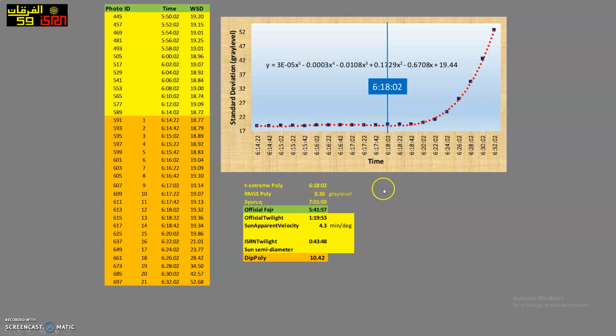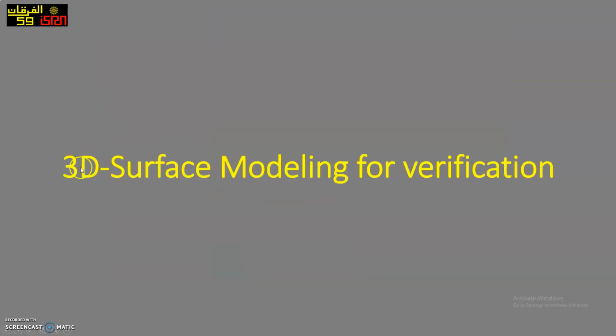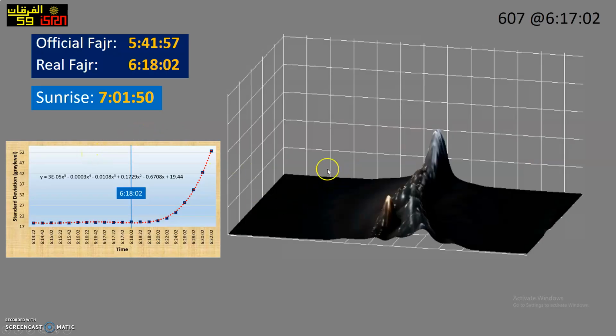However, one might raise an inquiry as to how we can verify the presence of the real fajr at 6 hours, 18 minutes, and 2 seconds. It is one way of ascertaining it using the 3D surface modeling analysis. This slide shows the 3D surface model of image 607 taken at 6 hours, 17 minutes, and 2 seconds. In the graph, it is precisely 1 minute before the presence of the real fajr. Everything in the picture is pitch black, indicating that the real fajr had not been present.